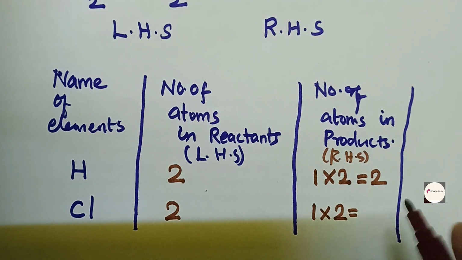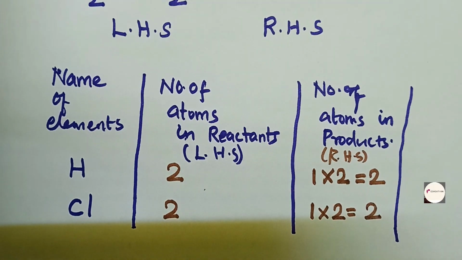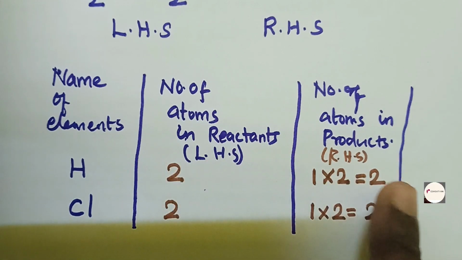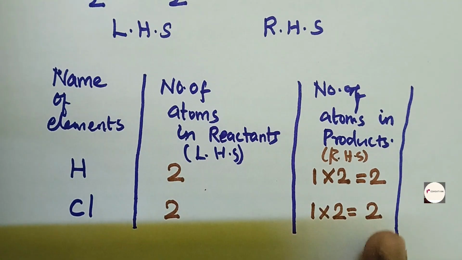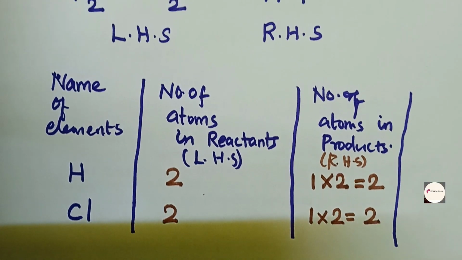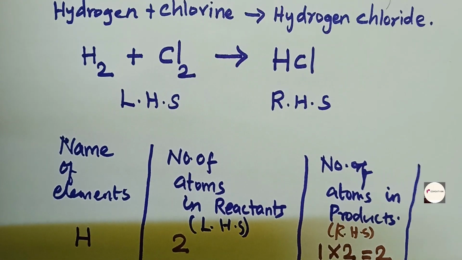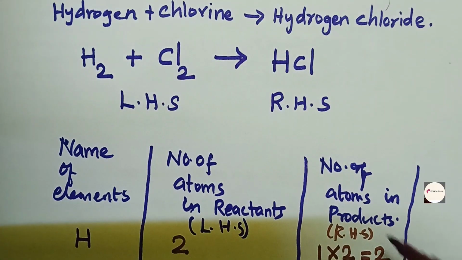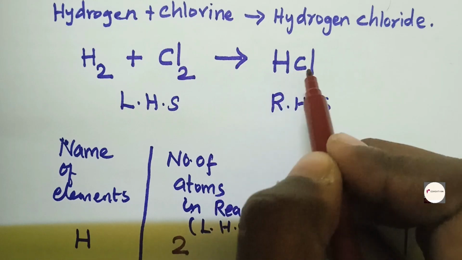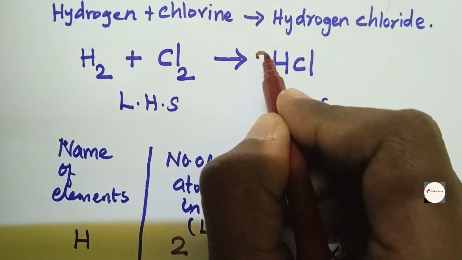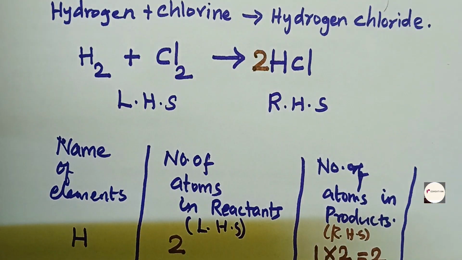You have to multiply by 2. So what will you get the answer? 2. So now you look, 2 hydrogen atoms, 2 hydrogen atoms, 2 chlorine atoms, 2 chlorine atoms. Now you have to write in the equation. So what you have to do? Here hydrogen, chlorine. So commonly you can write here 2HCl.